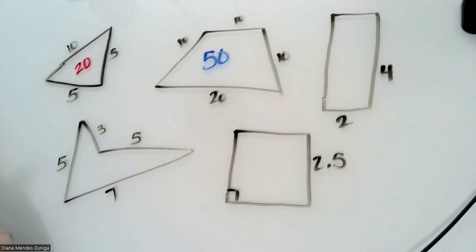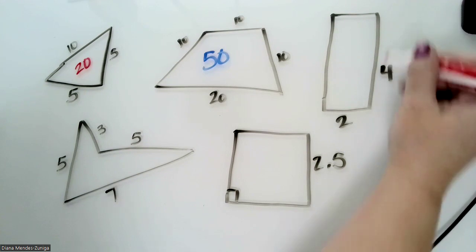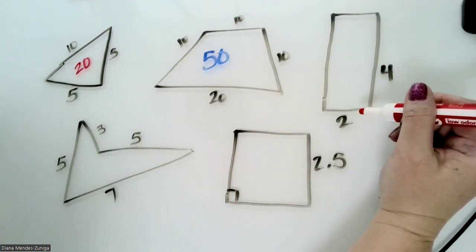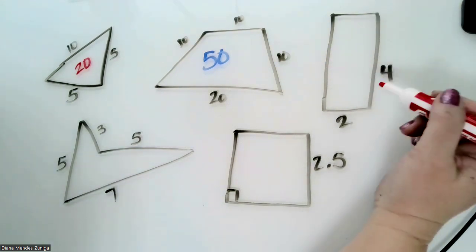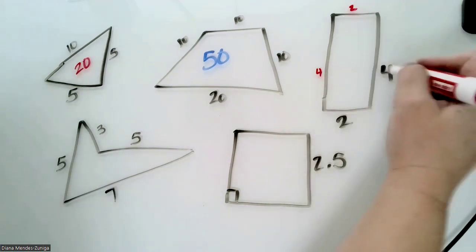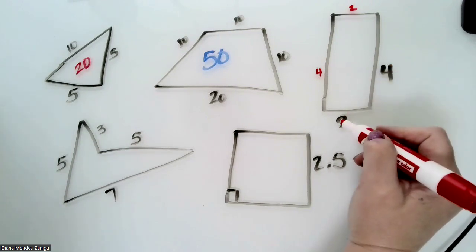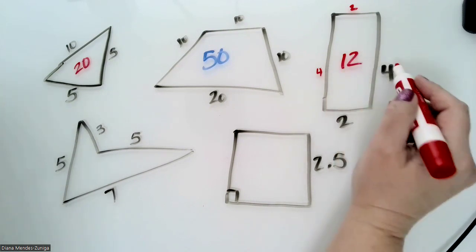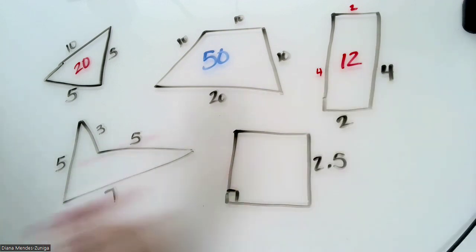Okay. Now we have this other kind of weird one here because it's a rectangle, but they've only given you 2 sides. Well, if you know what a rectangle is, you know that this side is the same as this side, and this side is the same as this side. So you can fill these in just by knowing 2 of the sides. So now we have 4 plus 2 is 6, plus 4 is 10, plus 2 is 12. Okay, 4 plus 4 is 8, and then 2 plus 2 is 4, that equals 12.